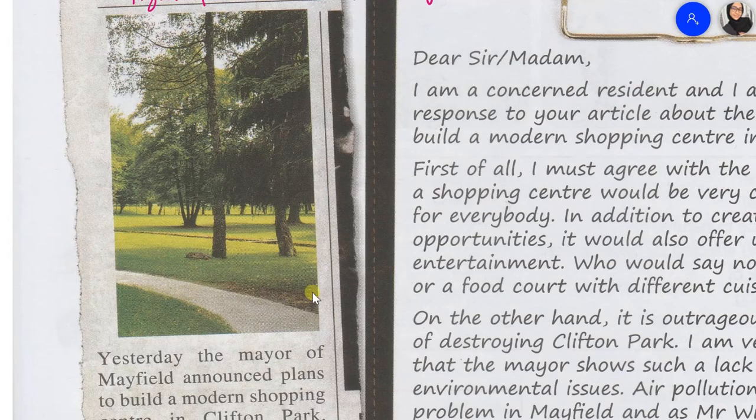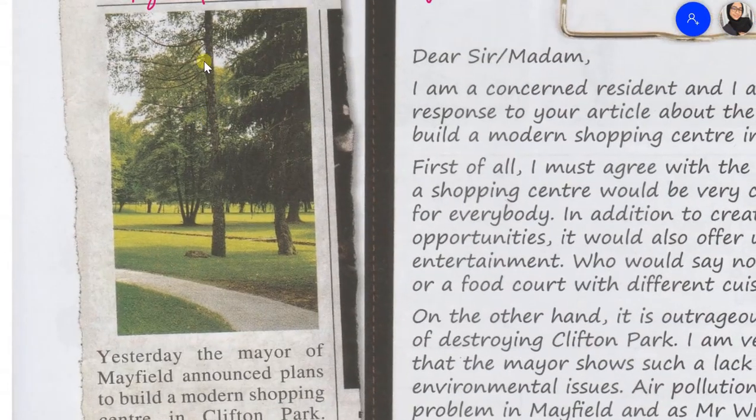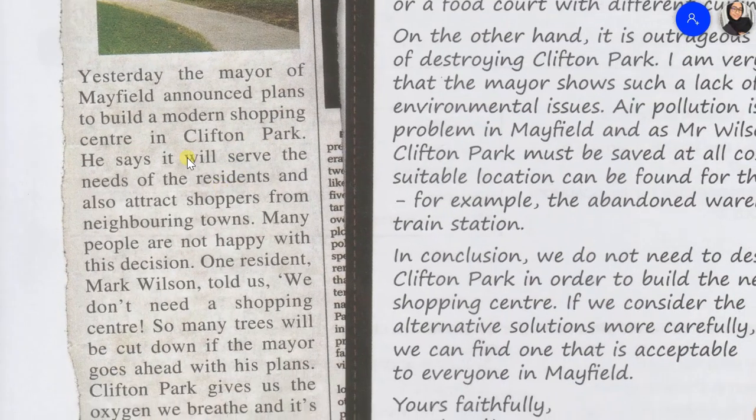Alright, so this is the newspaper article. Let's read the newspaper article first. Okay, what picture is this? This is a park. Okay, picture of a park probably. Okay, let's read what it says here.